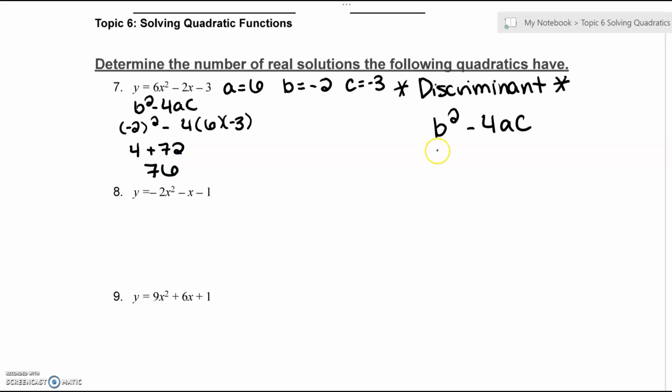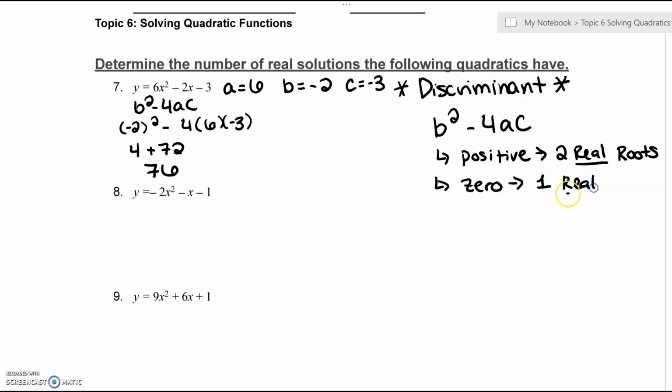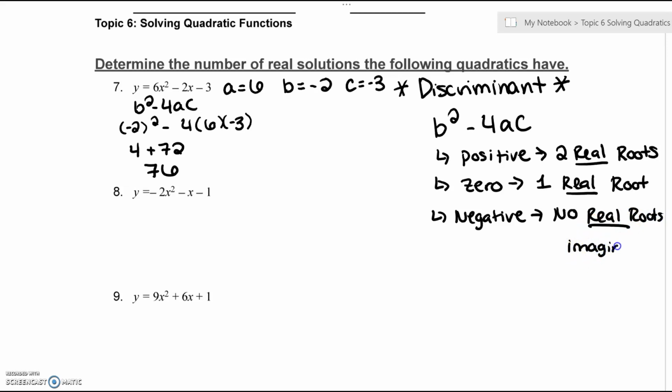And remember, with the discriminant, what we're looking for is if the number is positive, then it has 2 real, emphasis on the word real, roots. If the number is 0, we have 1 real root. And if the number is negative, we have no real roots. And the roots that we have are called imaginary, or I prefer the word complex.